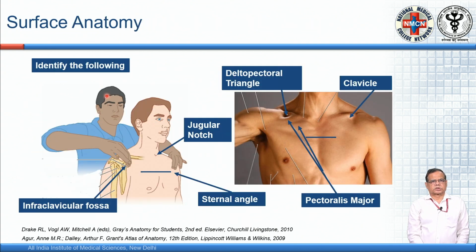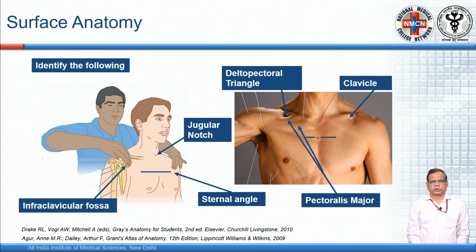Surface anatomy. Surface anatomy is very important for clinical and surgical maneuvers. So, you should be able to identify the following. The jugular notch. The jugular notch is a depression between the medial ends of the two clavicles. Palpate the jugular notch at the base of the neck, then your finger should come downwards. You will be able to palpate a ridge in the anterior surface of the sternum, that is the sternal angle.